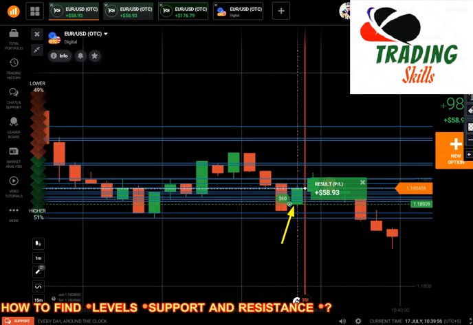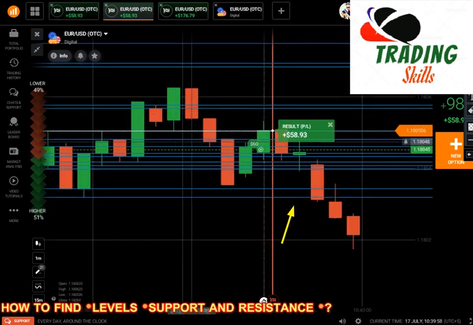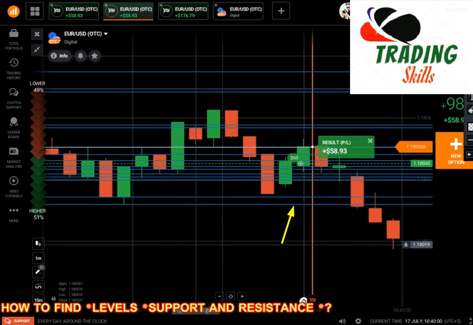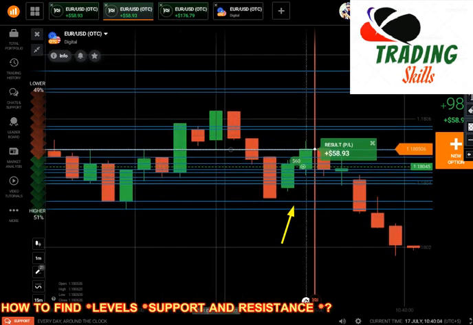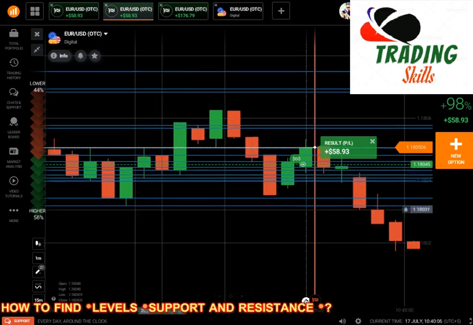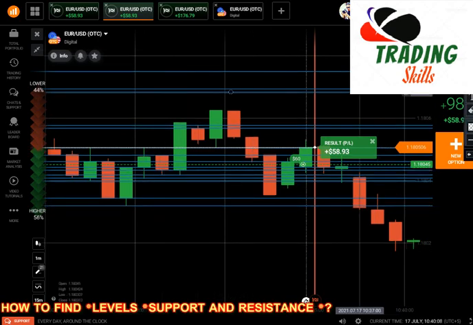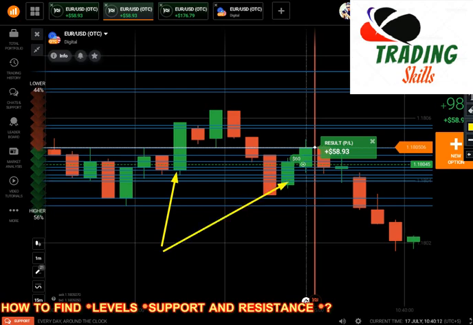Okay, so here I took another trade. You can see the candle closed exactly at the level, and I showed you this. The candle closed here. You can see this is the level, so therefore market went up.